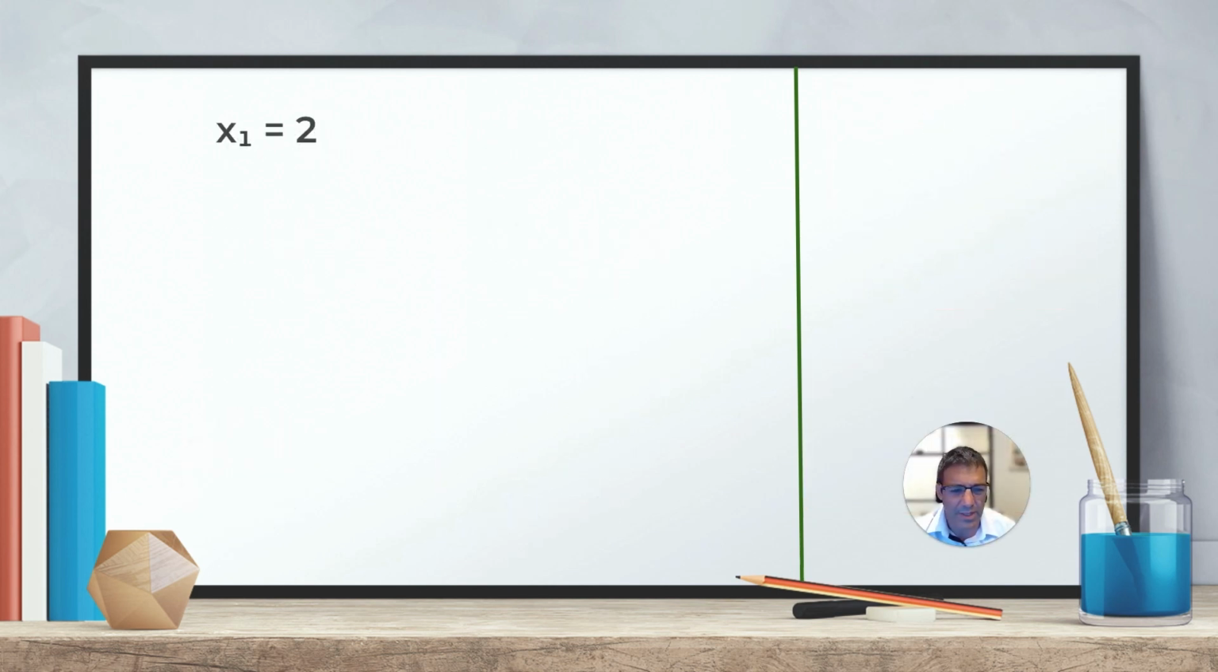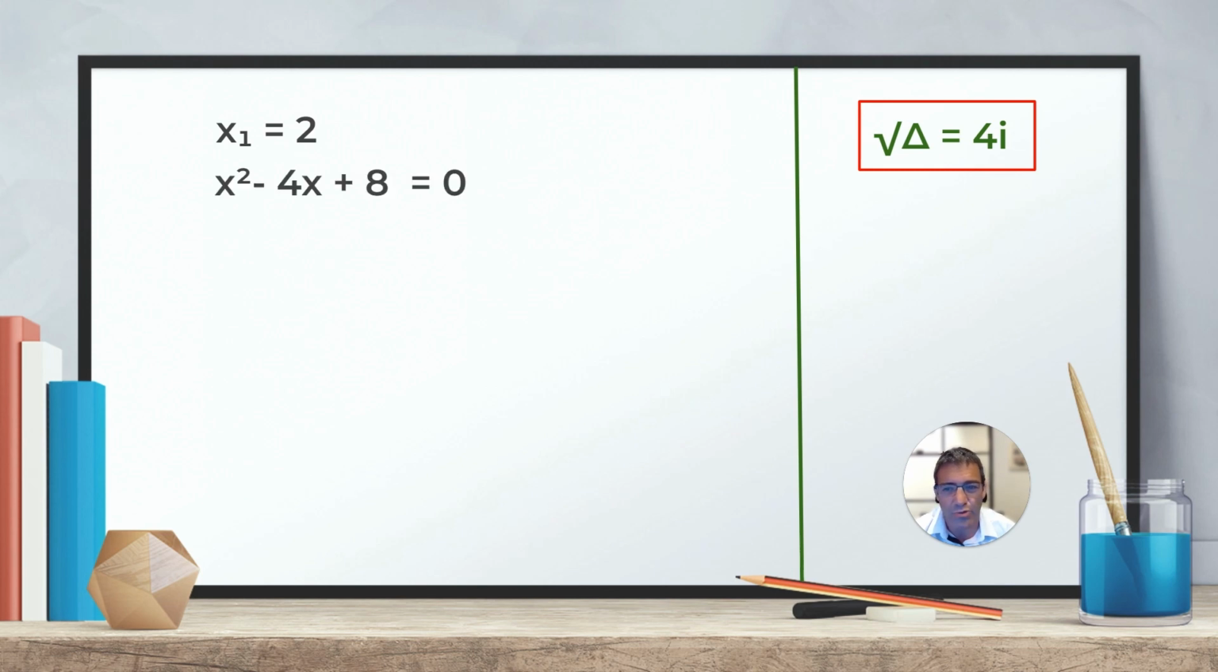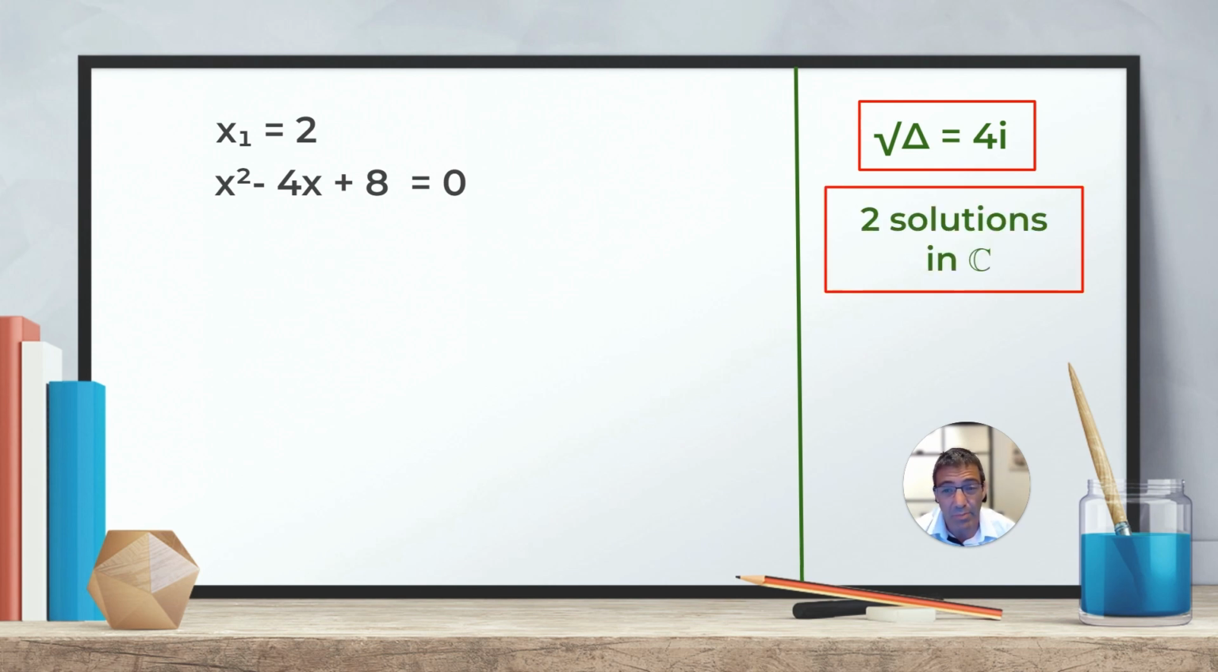And so using that result, we can remember that we found a first solution in the real numbers, which was x equals 2. And we're going to look at the square root of delta being 4i and apply the quadratic formula here. So let's look at our quadratic again: x squared minus 4x plus 8. Now the quadratic formula is minus b plus or minus the square root of delta over 2a. So here's the quadratic formula, and we probably will get two solutions in C, which is the complex numbers.